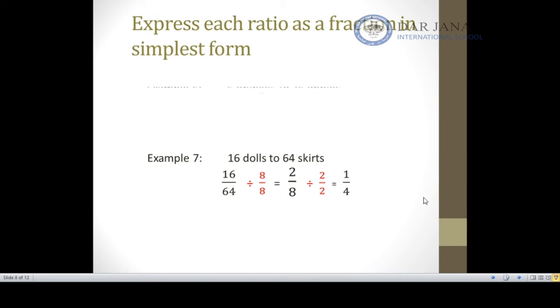In our next problem, which is examples 6 and 7, it's pretty much the same: 6 oranges to 36 apples. We reduce it by the greatest common factor, 6 over 6, and we get 1 over 6 as our answer. In the next case, we work it out and we get 1 over 4.